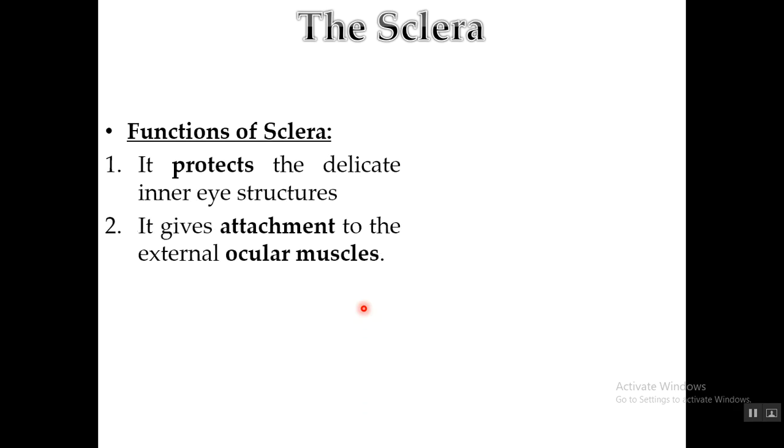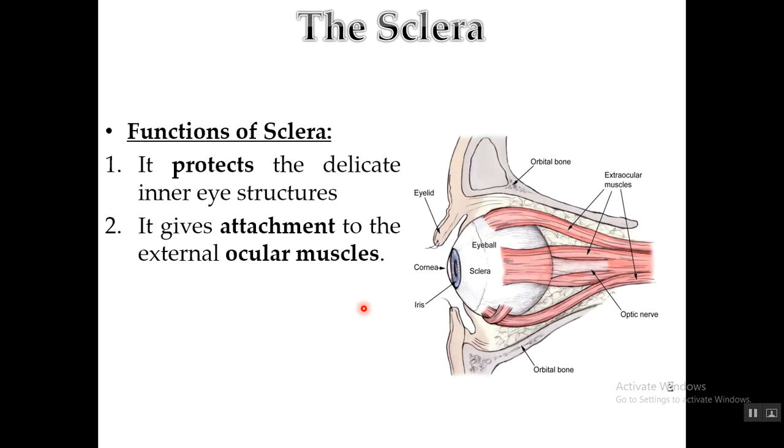The sclera has 2 main functions. Number 1, it protects the inner structures of the eyeball. Number 2, it gives attachment for the extraocular muscles, and as we can see in the diagram, this is the sclera.